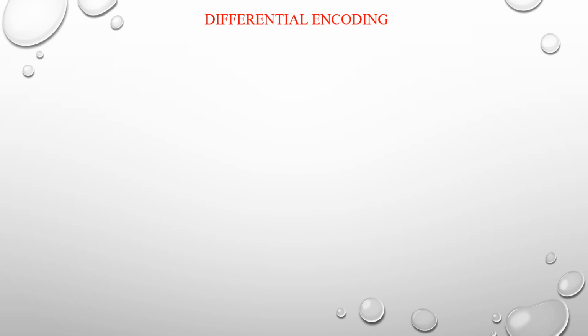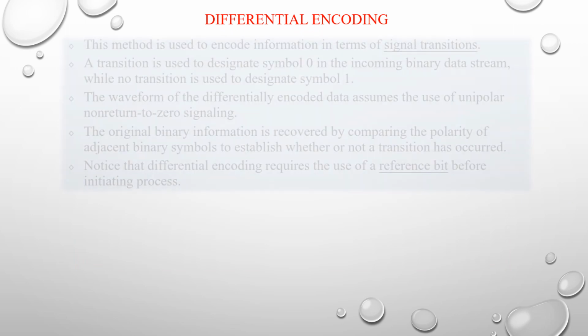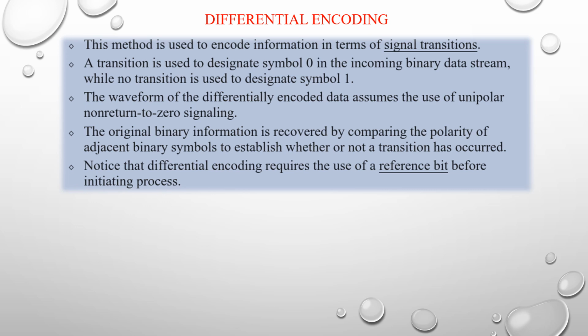Differential encoding is one of the line coding techniques. This method is used to encode the information in terms of signal transitions. The transition is used to designate a symbol 0 in the incoming binary data stream, while no transition is used to designate the symbol 1. The waveform of the differential encoded data assumes the use of unipolar non-return to 0 signaling.